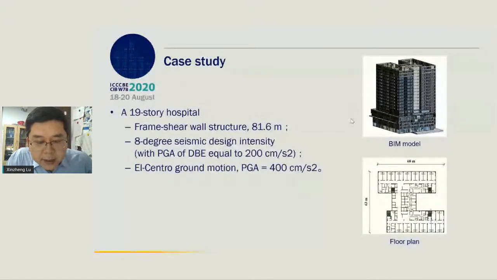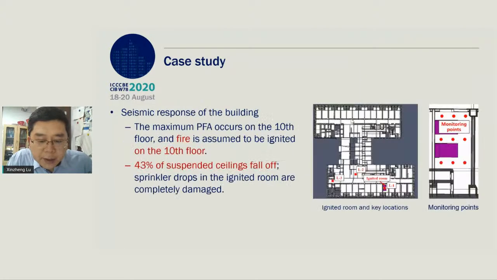The case study is a 19-story hospital. It is a frame shear wall structure. We input commonly used ground motions and scale the peak ground acceleration to 400 Gal to simulate the seismic damage to the building.